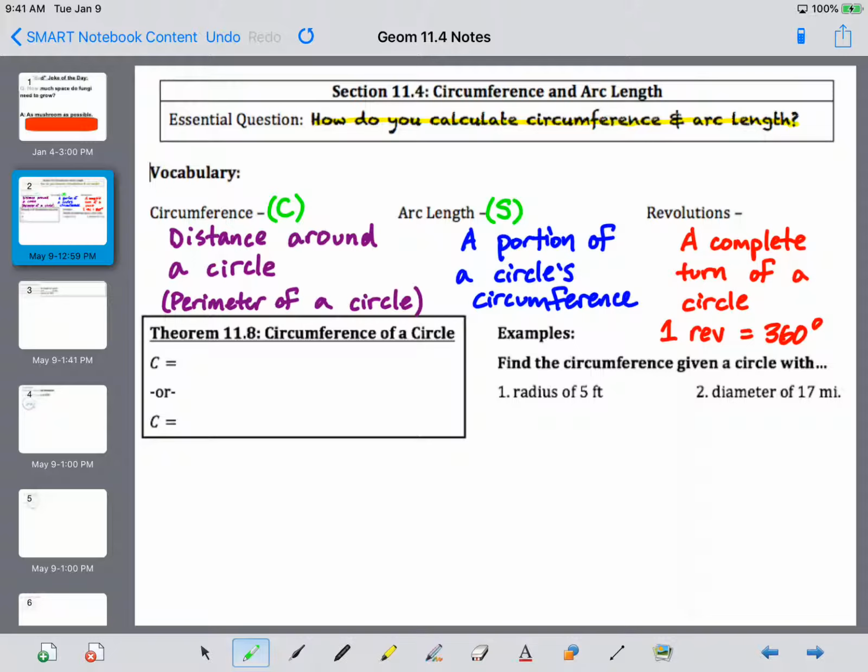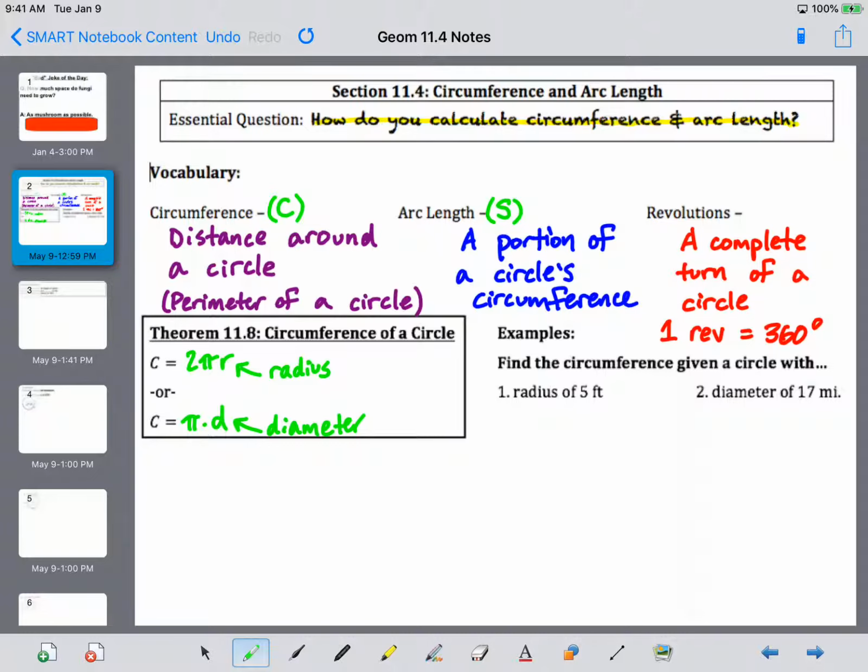Anywho, theorem 11.8 deals with the circumference of a circle, so these are actually two formulas. First of all, you can calculate the circumference by taking 2 pi times r, and that r stands for the radius. The other version of the formula is pi times d, which is, you guessed it, the diameter. So depending on what the problem gives you, you're going to use one or the other.